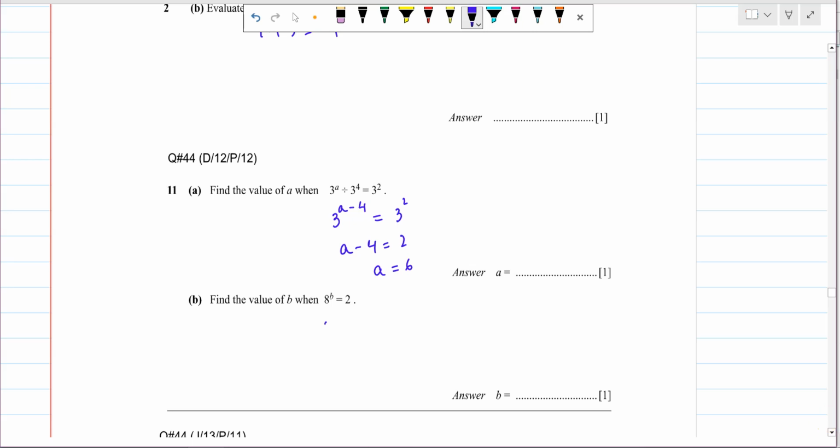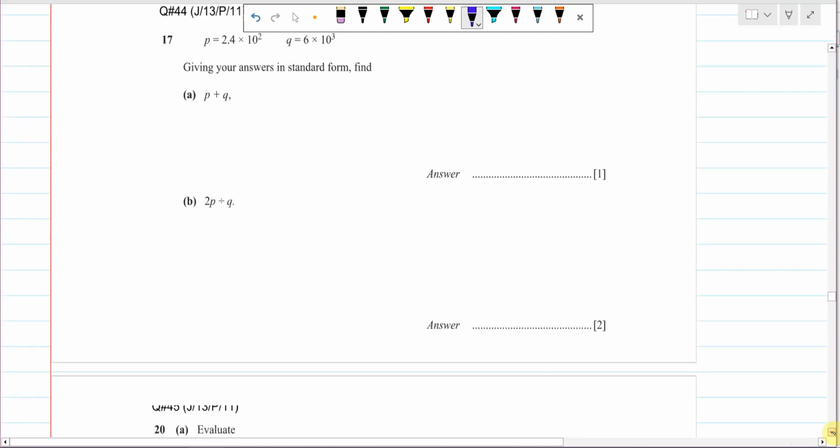8 power b equals 2. So you need to make the bases the same. 8 is what? 8 is 2 power 3. So that will be 2 power 3b is equal to 2 power 1. Equate the powers, so 3b is equal to 1 and b equals 1 over 3. That is your answer.